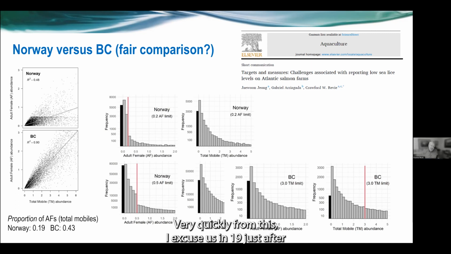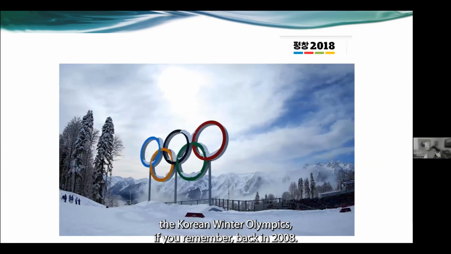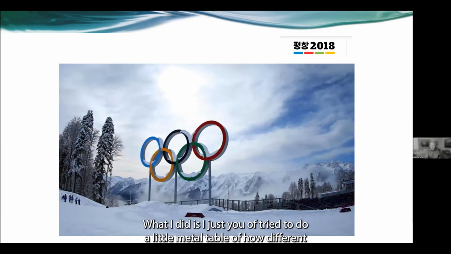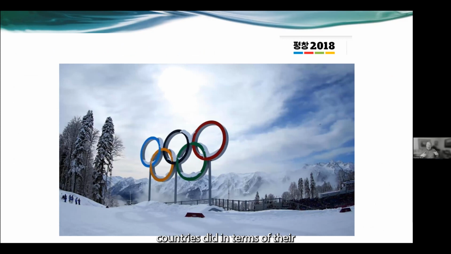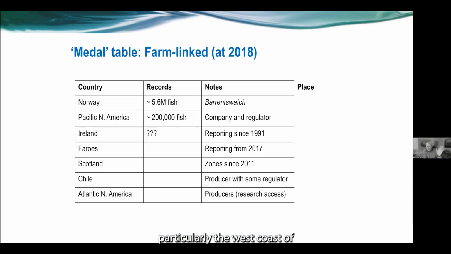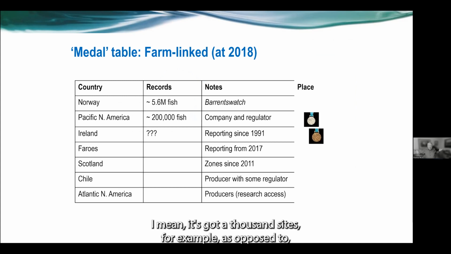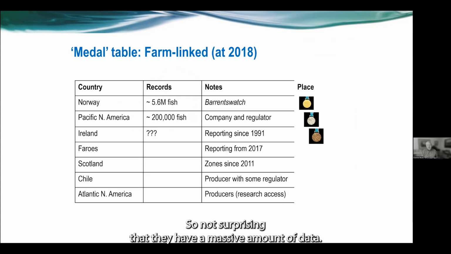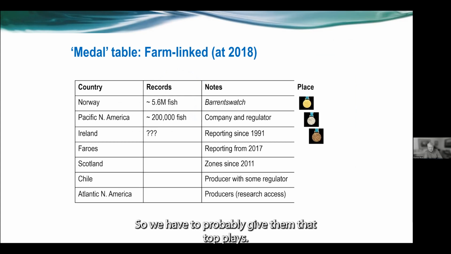Two slides here very quickly from a presentation I made, I think, in 2019, just after the Korean Winter Olympics, if you remember, back in 2018. What I did is I just tried to do a little medal table of how different countries did in terms of their availability of data across the globe. And in the farm column, I thought that Ireland was probably the bronze, and particularly the west coast of North America, i.e. BC, the silver. Norway, I mean, it's got 1,000 sites, for example, as opposed to under 100 in BC. So not surprising that they have a massive amount of data. So we have to probably give them that top place.